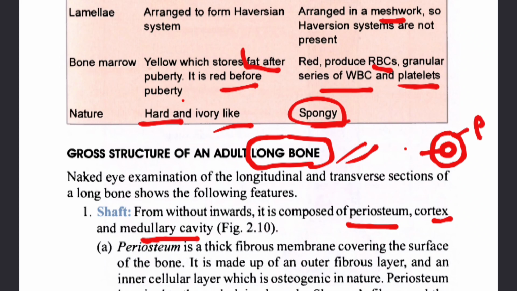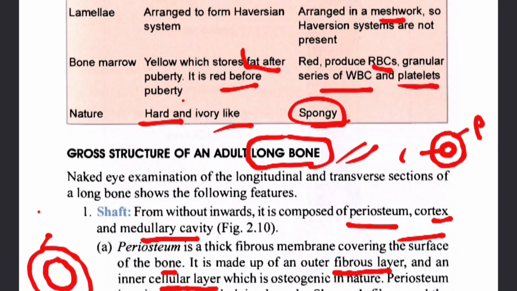So what is periosteum? Periosteum is a thick fibrous membrane covering the surface of the bone. It is called periosteum. It is made up of an outer fibrous layer and an inner cellular layer. So periosteum is mainly of two parts: this is the outer fibrous layer and this is the inner cellular layer, which is osteogenic in nature.